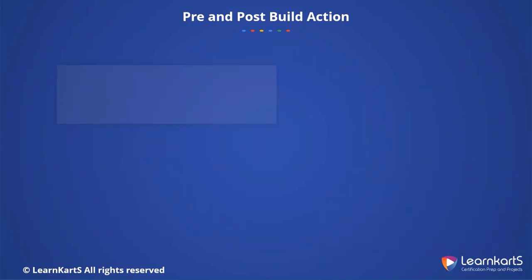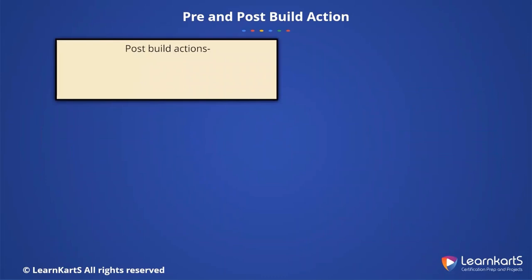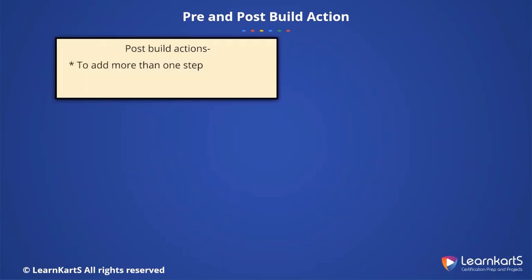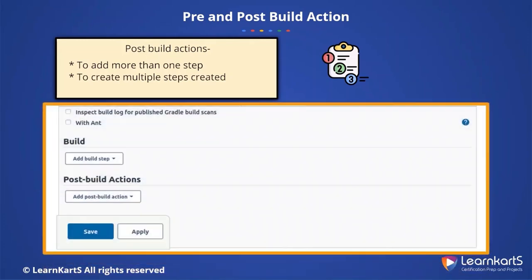So this is the post build actions, where we will be able to add more than one step. If you want to have multiple steps created, we can have those steps and modifications done in this scenario. That's how certain processes after the build process can be achieved. If you want to run a couple of commands after the build process, we can go for the post build actions and get that setup done.